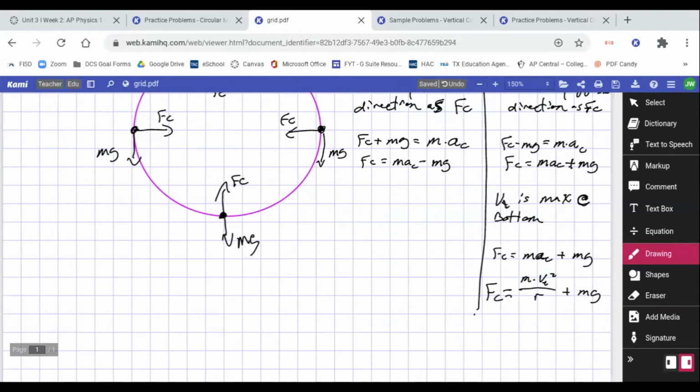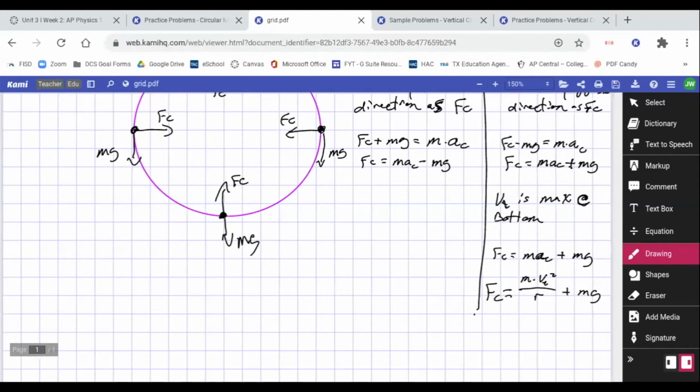Now, if someone wanted us to solve for velocity, we just need to rearrange that. Wait, can we not calculate velocity at the top? We can calculate velocity at the top. We'll totally get to that. This is for maximum velocity. Maximum velocity is going to happen at the bottom. If you ever ride a roller coaster, it's like, why is it so much faster on the bottom? Because you get maximum velocity at the bottom.